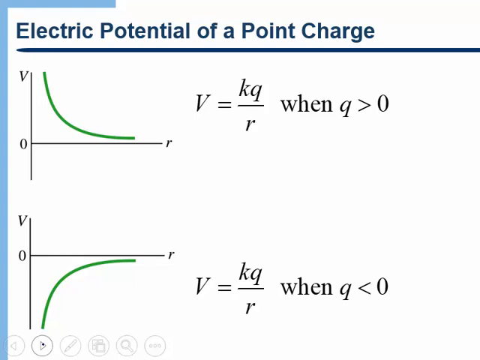Remember that electric potential is a scalar, but being a scalar doesn't mean it can't be positive or negative. So when you are at some distance from a positive charge, then the potential is obviously going to be positive because Q is positive. However, if you're some distance away from a negative charge, the electric potential in that region of space is going to be negative because Q is negative. And here you just see a graph of what that would look like as you move away either from a positive charge or from a negative charge.